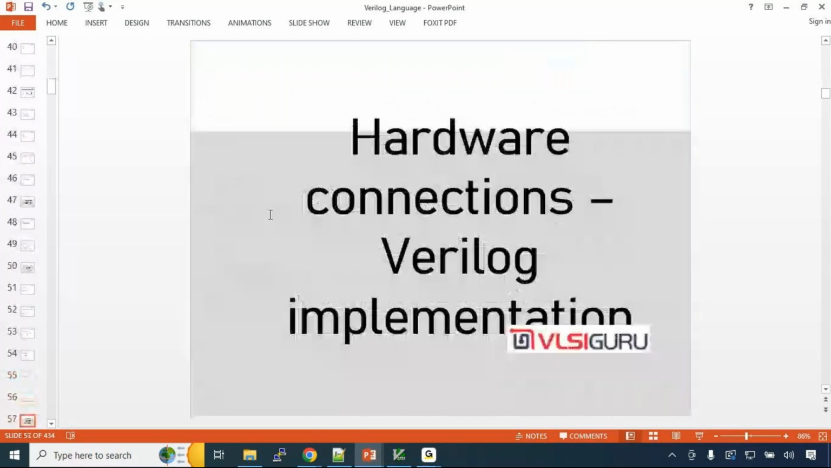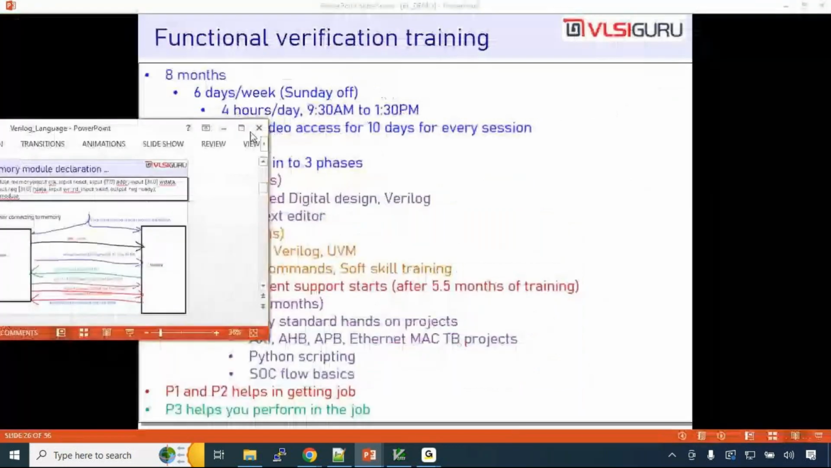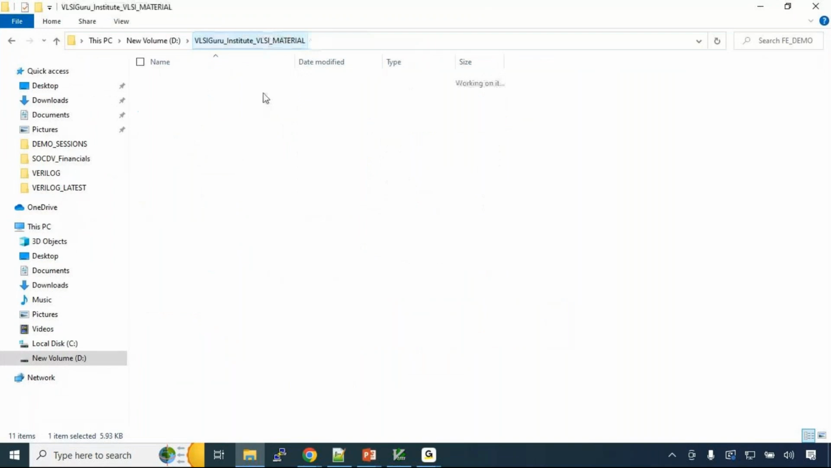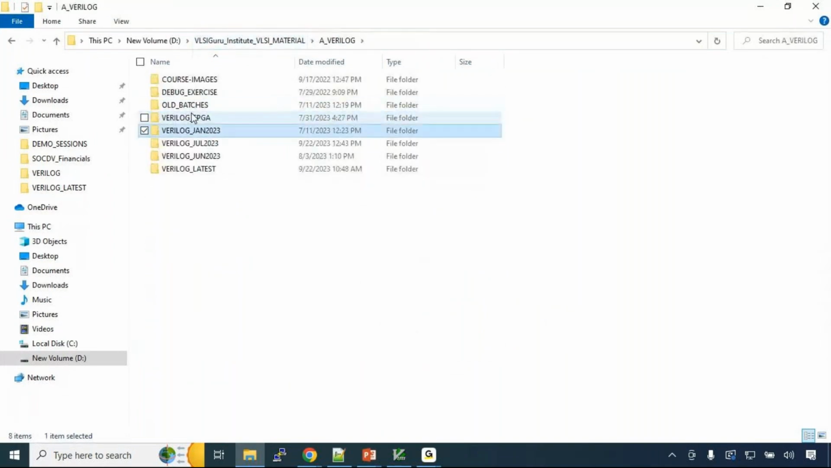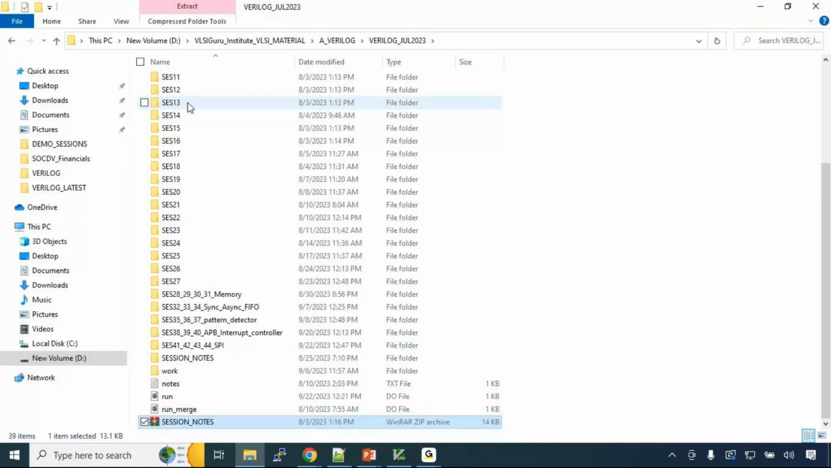Basically, PPT and coding will be done parallelly. PPT is the reference, then I do coding. For example, I did one Verilog batch recently. It is for the July batch. Their Verilog started in July. Digital started in June 20, like that. I started their Verilog, and just to teach Verilog, it took me 44 sessions total.